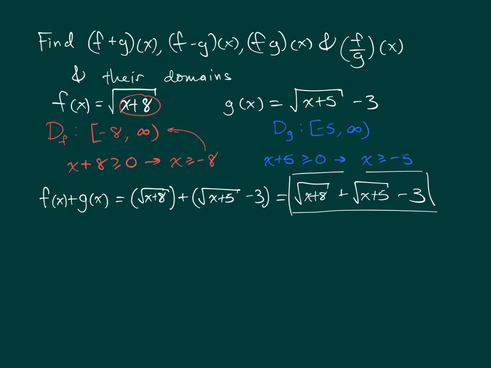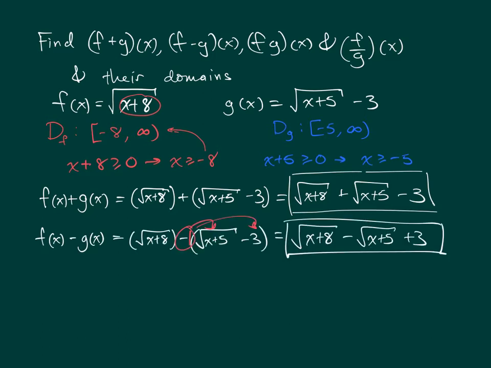The subtraction for these two functions is as follows. You'll set up the subtraction of f of x minus g of x. And this is really a negative one here that needs to be distributed to both terms. And when you do that, you'll get the final answer for the subtraction: the square root of x plus 8 minus the square root of x plus 5 plus 3. So I'm going to stop here with these two for right now.